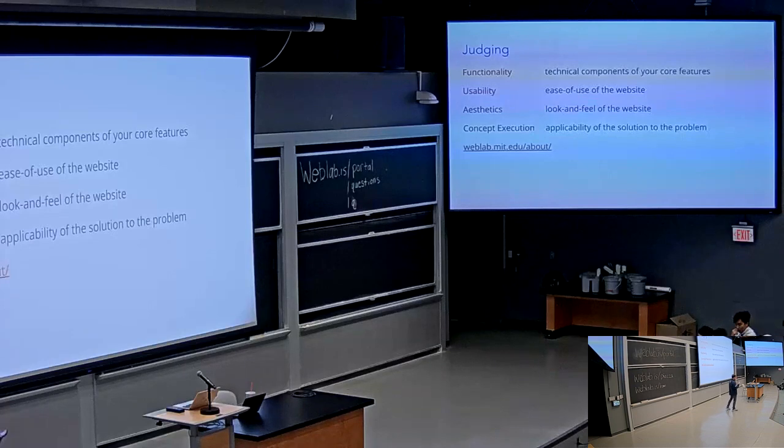We'll also be judging you on usability, so ease of use of the website. So let's say a user uses your website for the first time, how intuitive and how easy is it to use. We'll also be judging you on aesthetics, so the front end, look and feel of the website, how polished is it. And finally, we'll be judging you on concept execution, so how applicable is your website to the solution of the problem. Again, if you have more questions on the guidelines for judging, go to weblab.mit.edu/about.